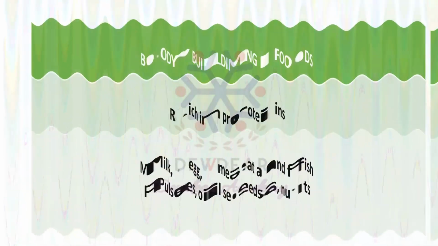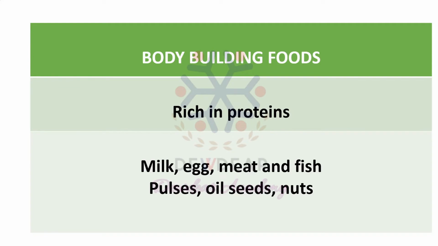Then what is the second classification? That is body building foods. What does body building foods include, or what does it do? It helps to grow the bones and muscles. It helps in growing, that is mainly the bones, muscle growth. All these are depending upon this body building foods.